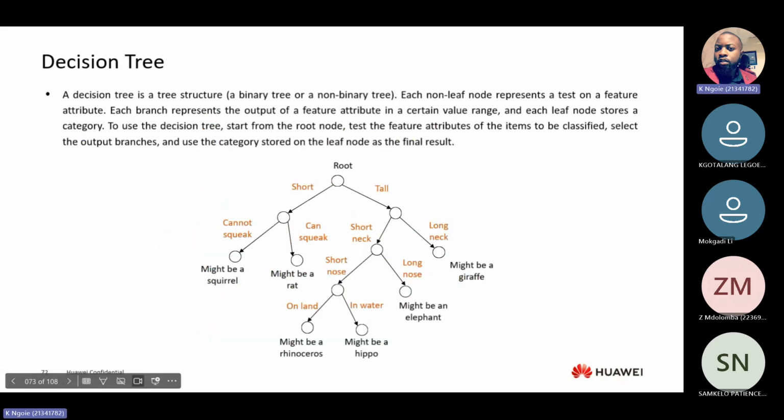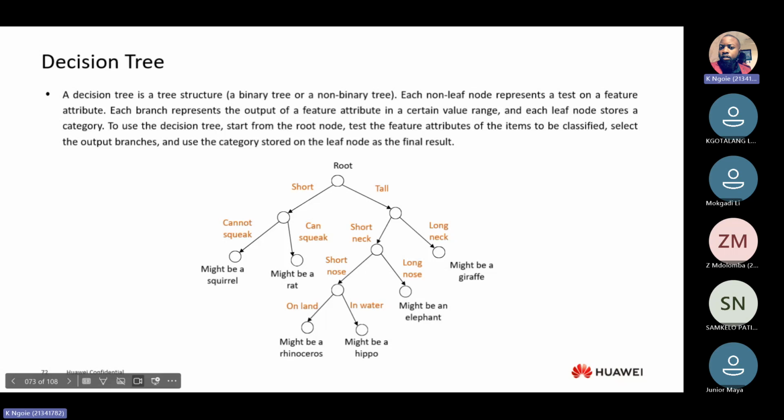Okay. So another algorithm will be the decision tree. The way it works, it's also used in multi-class classification. Basically, the way the algorithm works, it looks at all the features and finds the relationship between features to determine, to classify whatever information we have.